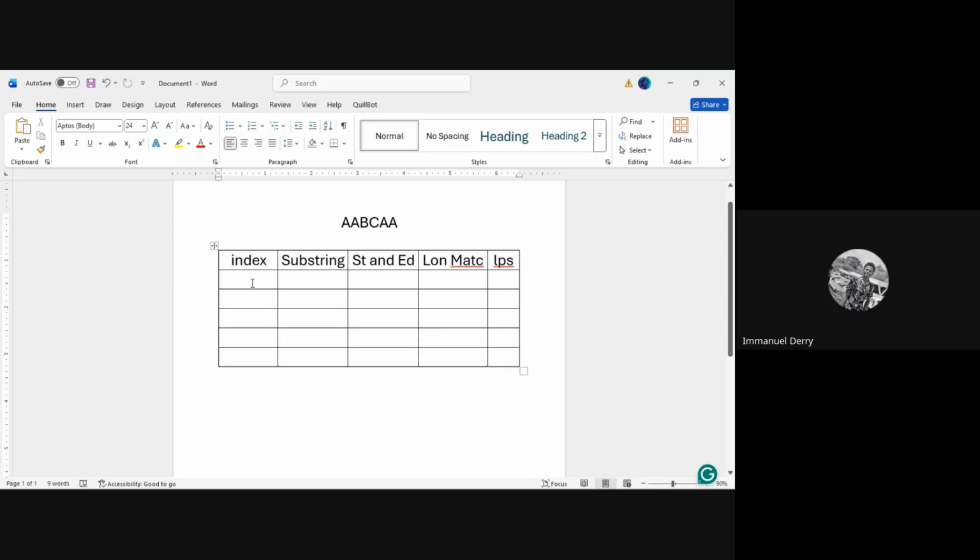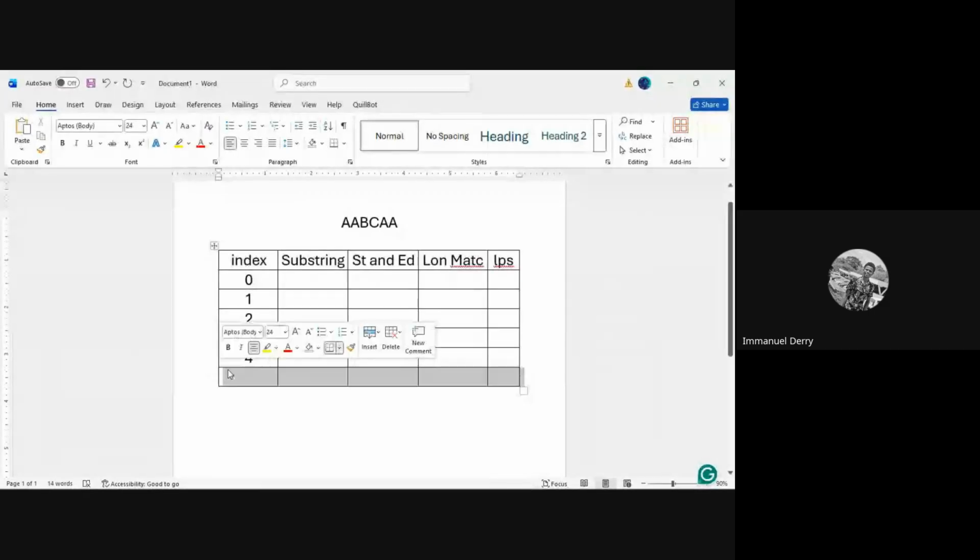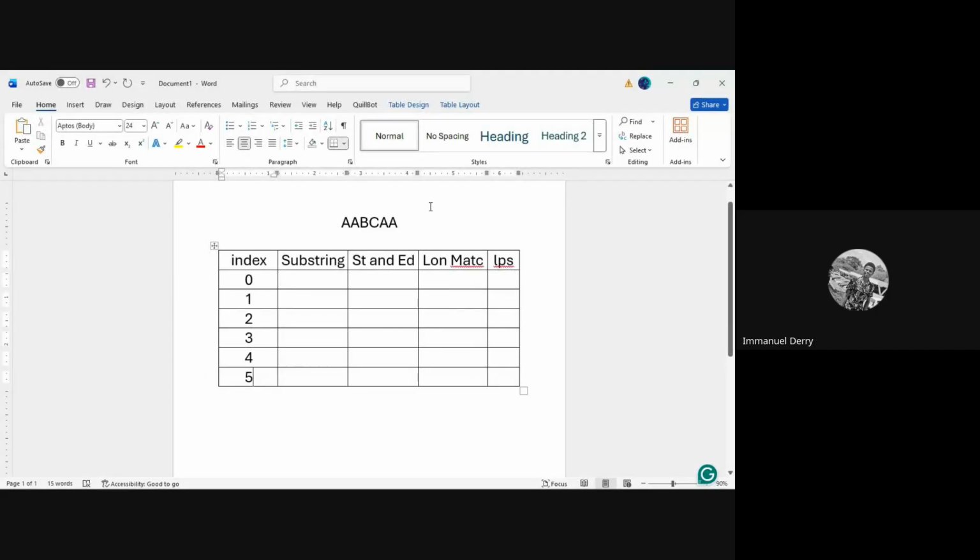Please, are we following? Yes. The index are going to be 0, 1, 2, 3, 4, and probably 5. Let me see. This is A, A, B, C, A, A, with index 0, 1, 2, 3, 4, 5. Now we are starting with a character, or a substring. And the first substring we have here is A. So this is the substring we are considering.